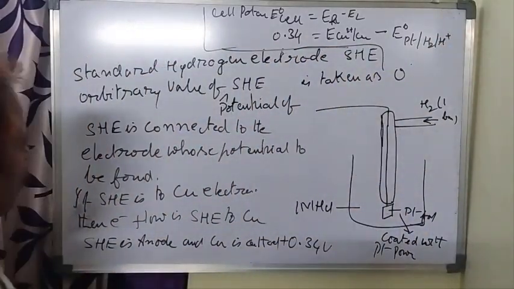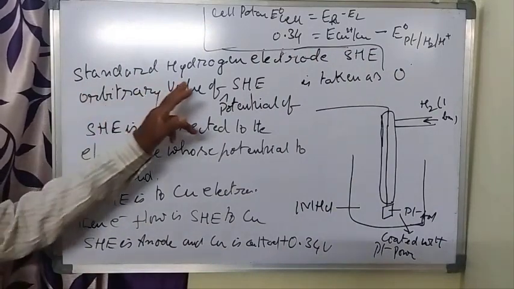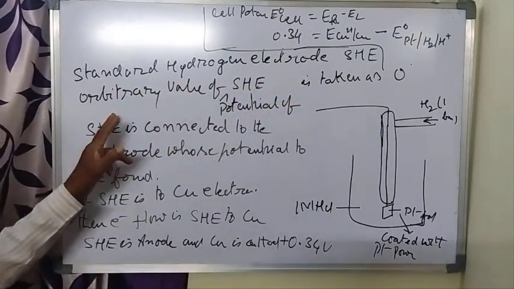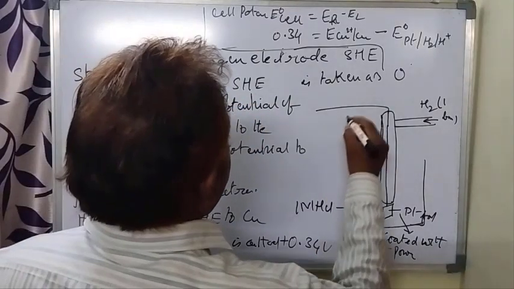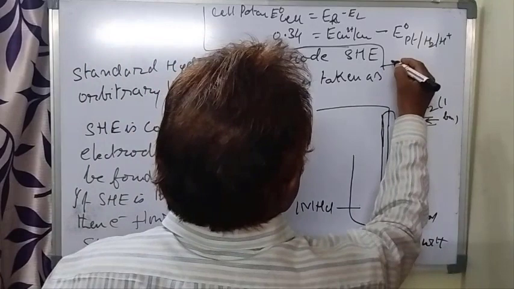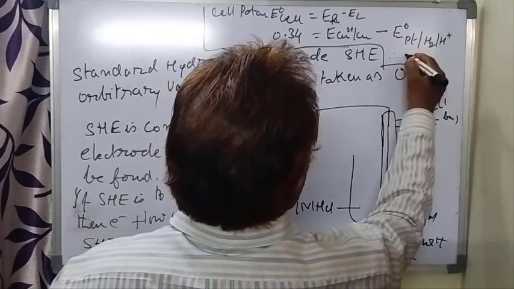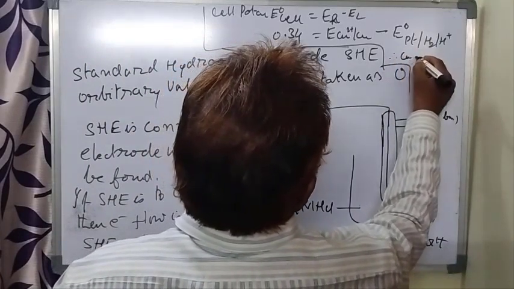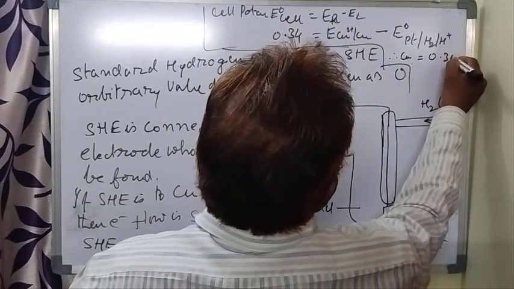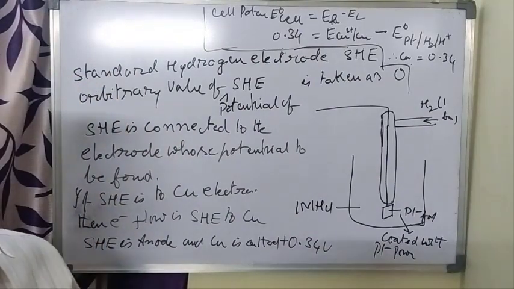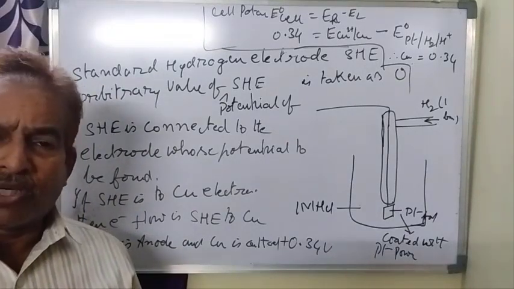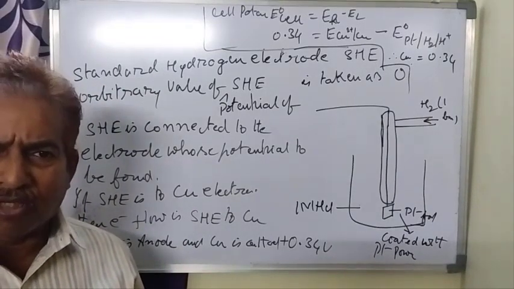Now what we wrote here, the standard hydrogen electrode SHE, the arbitrary value of SHE is taken as 0. Therefore the hydrogen electrode is 0, and therefore the copper electrode equals 0.34. So in this way we can find the electrode potential of copper. Like this, by using the standard hydrogen electrode we can find the electrode potentials of all the metals.